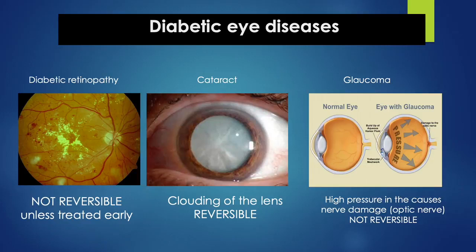Diabetes can also affect the lens and cause early cataract. The loss of vision is treatable if you come early. Diabetes can also affect the optic nerve, which is the main route of transmission of visual information to the brain.